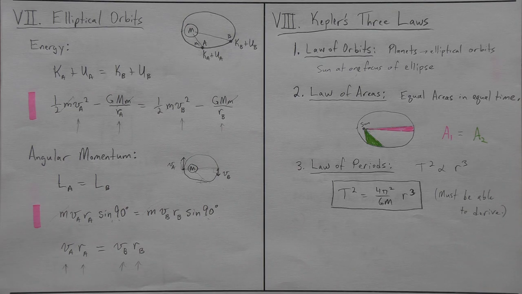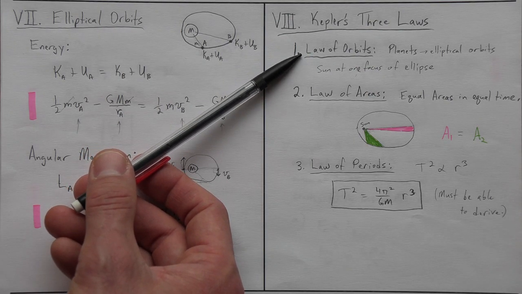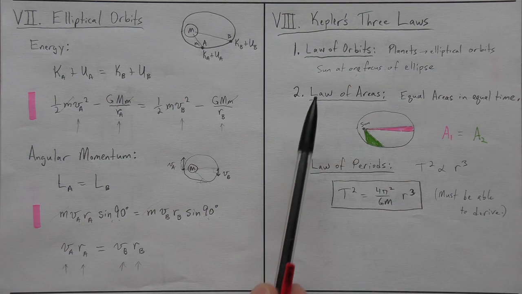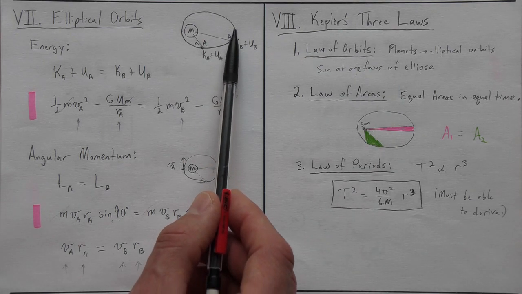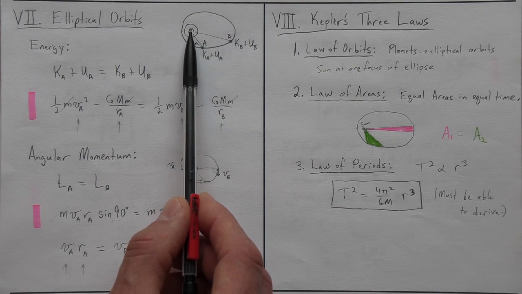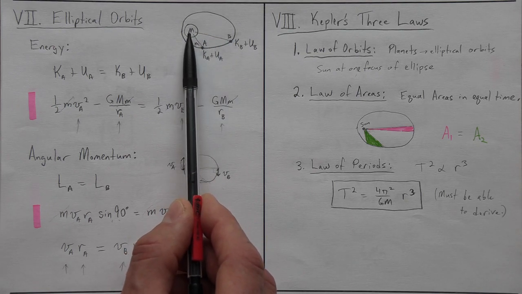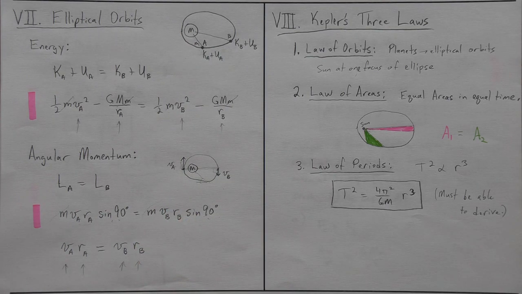But here they are. I didn't even write them out in complete sentences, trying to be as quick as I can. The first thing is the law of orbits. Planets follow elliptical orbits. The sun is at one focus of the ellipse. So here's an elliptical orbit. Remember from math, an ellipse has 2 foci. The sun is at one of those. Okay, so Kepler discovered that by just analyzing data of another scientist.